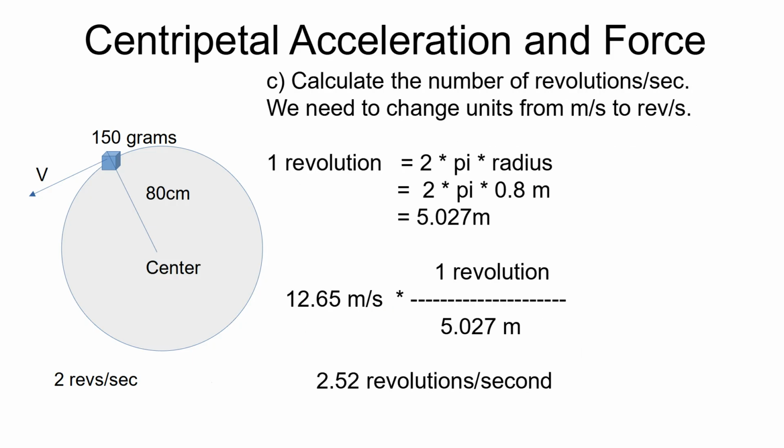What's that mean in terms of revolutions per second? Well, 1 revolution is 2 pi times the radius. That's 5.027 meters. So now we can calculate our revolutions per second by converting units, really. 12.65 times 1 revolution divided by 5.027 meters, so the meters will cancel, and we'll get revolutions per second. And I come up with 2.52 revolutions per second, a little bit faster than part A of the problem. So in this situation, be careful if you're in line with the mass, because the thread is going to break.